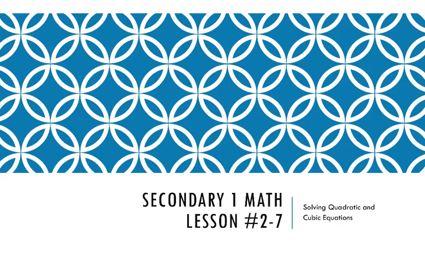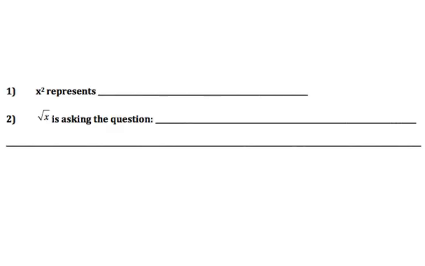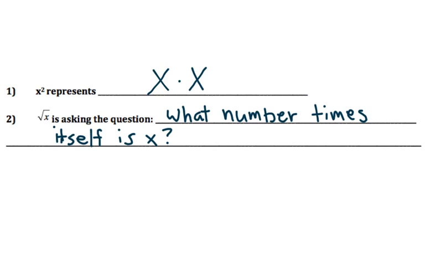This video covers Lesson 2-7 for Secondary 1 Math, solving quadratic and cubic equations. Number 1. x squared represents x times x, because x squared means that we have two x's being multiplied together. Number 2. The square root of x is asking the question, what number times itself is x?